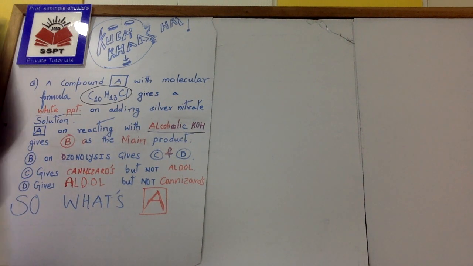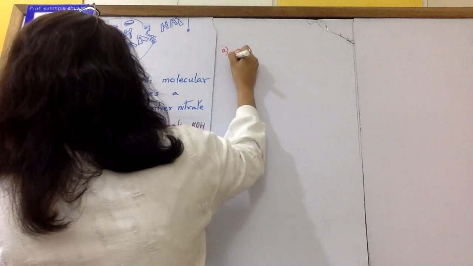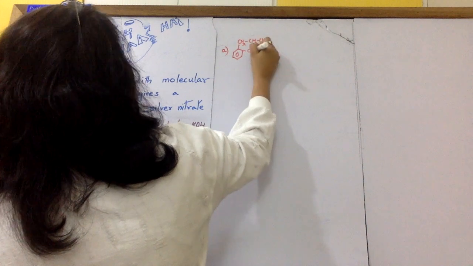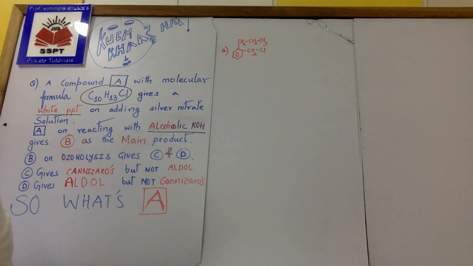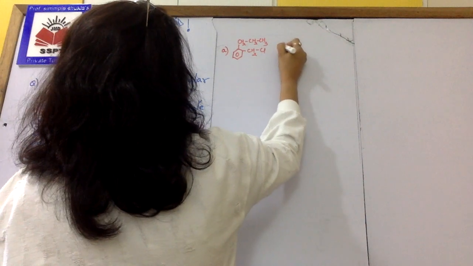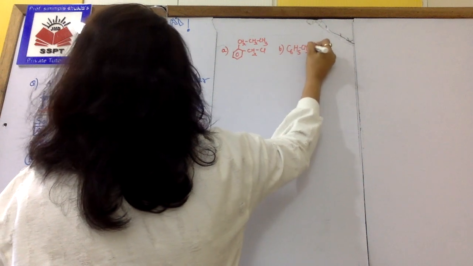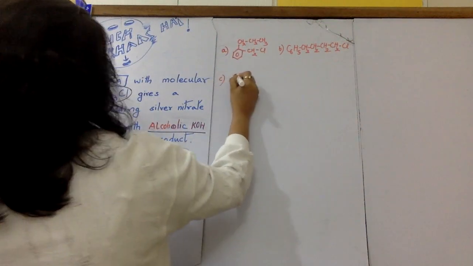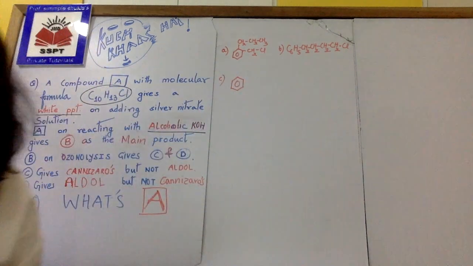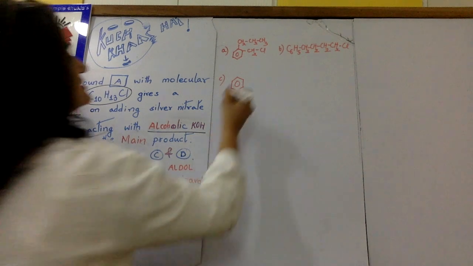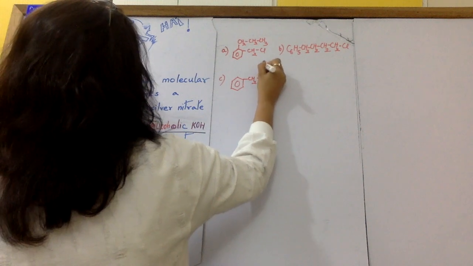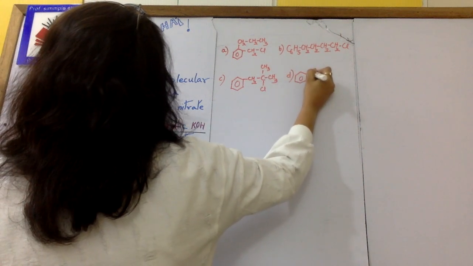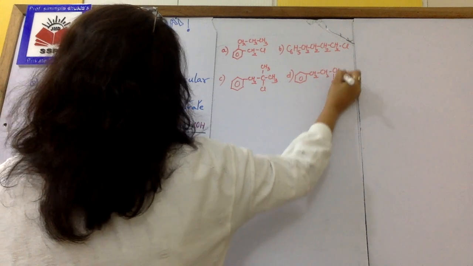Okay, let us see what are the options given. Option A is this molecule. Then option B is C6H5, CH2, CH2, CH2, CH2, Cl. Option C is C6H5, CH2, C, a methyl branch over here, a methyl branch over here, and a chlorine over here. And D is benzene ring followed by 2, 2, 1, and a Cl and 3.